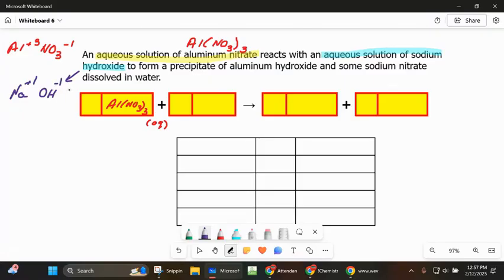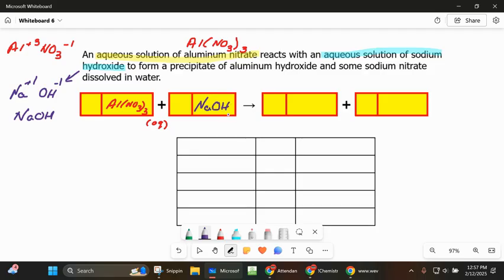Okay, so now when we do our crisscross method, we take our charges from up above and bring them down. What would our final formula look like? Good. You don't have to do this all at once. You don't have to do this in your head, ladies and gentlemen. You can do what I am doing on the side: Na plus 1, OH minus 1. Combine the two. Now I get NaOH.